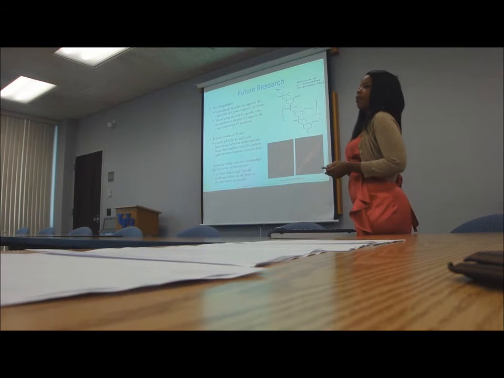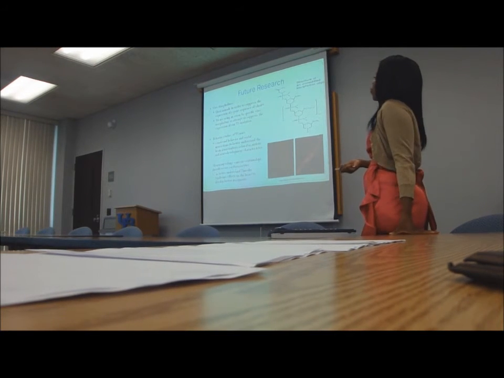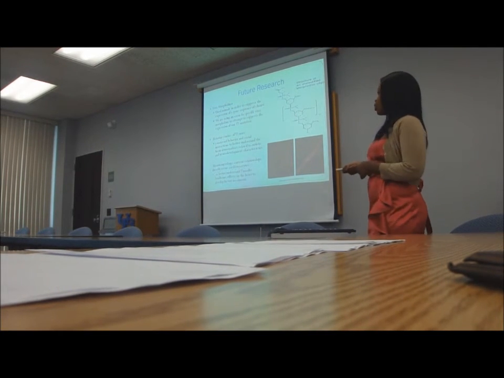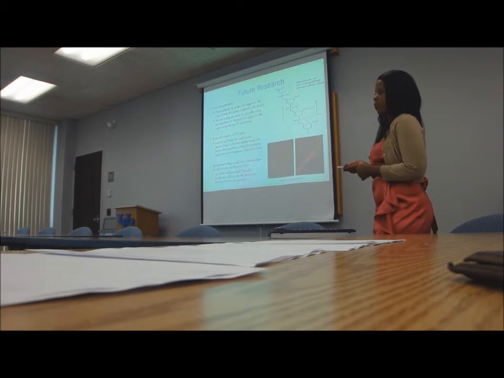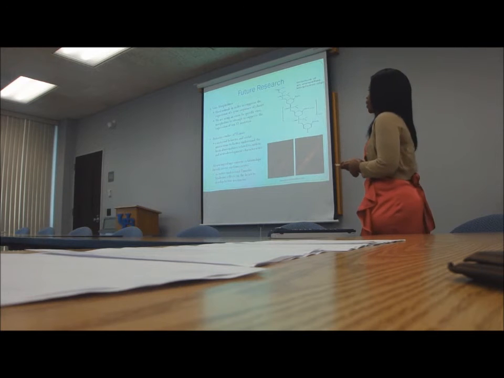Future research. Where are we going with this? We have found a way to use vivo morpholinos, which are compounds we inject into the mice, in hopes of suppressing the expression of the 8A mutation for TS.